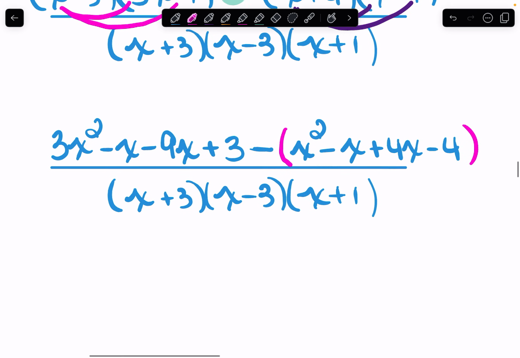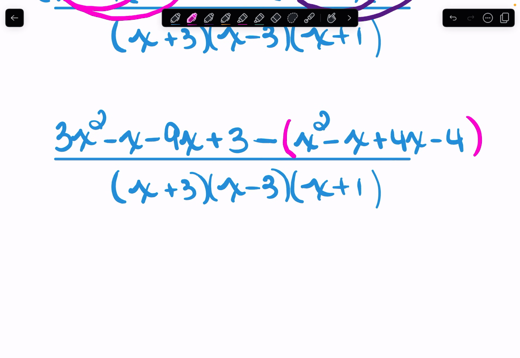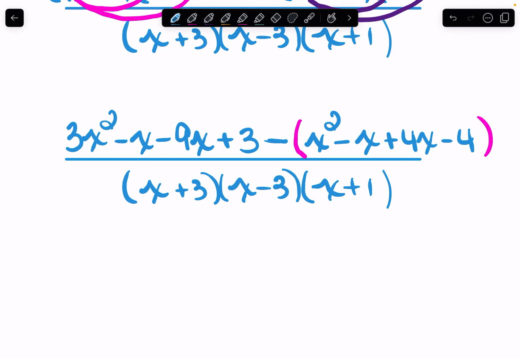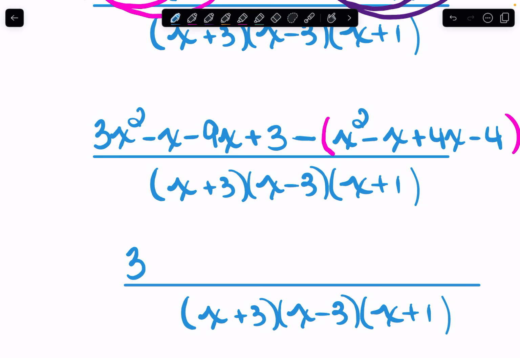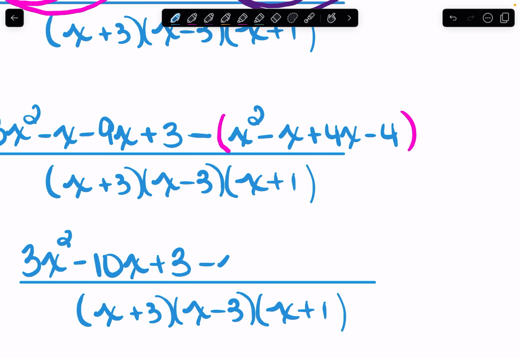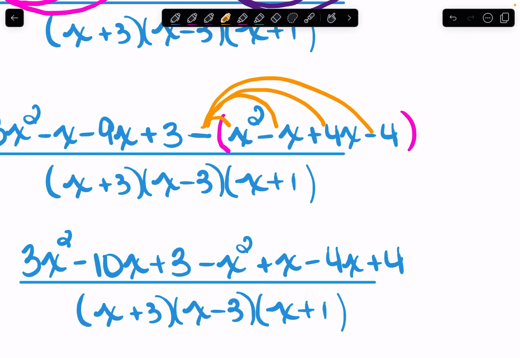Before we combine like terms here, I need to get that negative distributed through. If you wanted to go ahead and combine some at the front, you could. So I'm going to paste my denominator again. The negative x and the negative 9x, might as well put those two together. It's one less thing to write down. Negative 10x plus 3. And then that negative needs to get distributed. It's going to change the sign of the x squared, the sign of the x, the sign of the 4x, and the sign of the negative 4. All the signs are going to become opposite because this negative gets distributed to all of them.